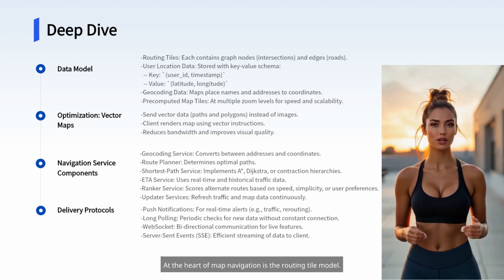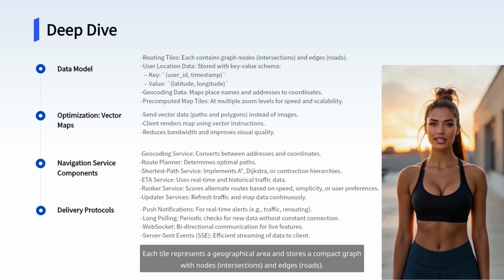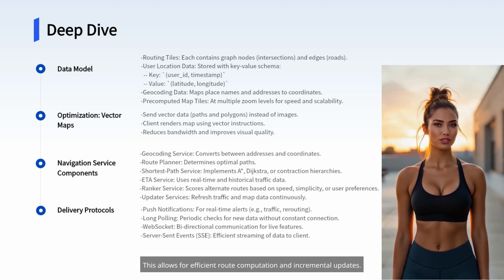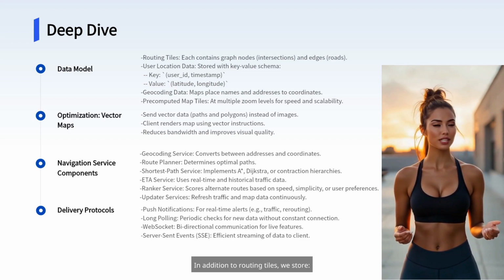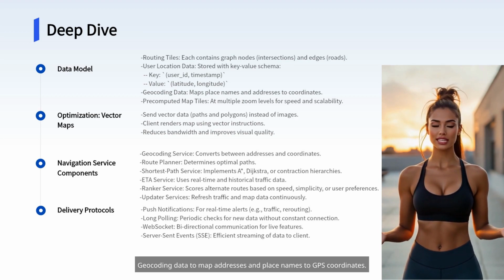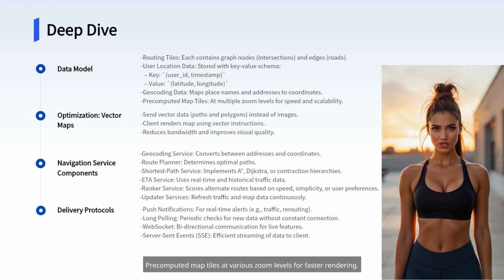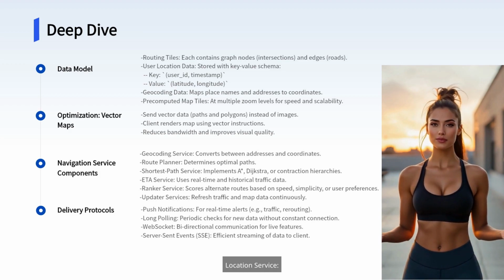1. Data model. At the heart of map navigation is the routing tile model. Each tile represents a geographical area and stores a compact graph with nodes, intersections, and edges, roads. This allows for efficient route computation and incremental updates. In addition to routing tiles, we store user location data for real-time services and historical analytics, geocoding data to map addresses and place names to GPS coordinates, and pre-computed map tiles at various zoom levels for faster rendering.